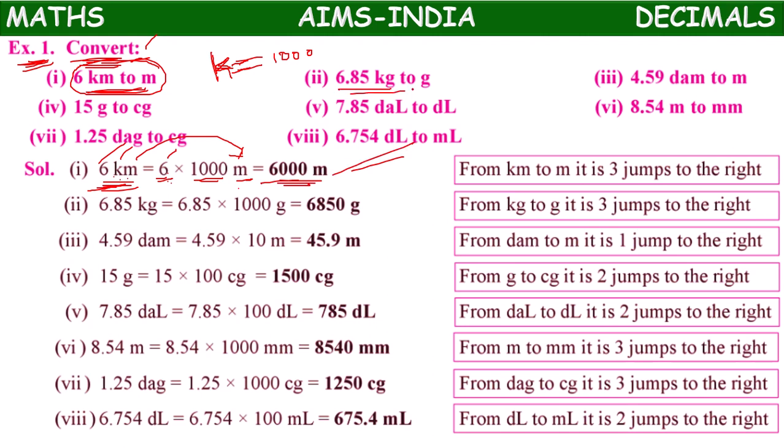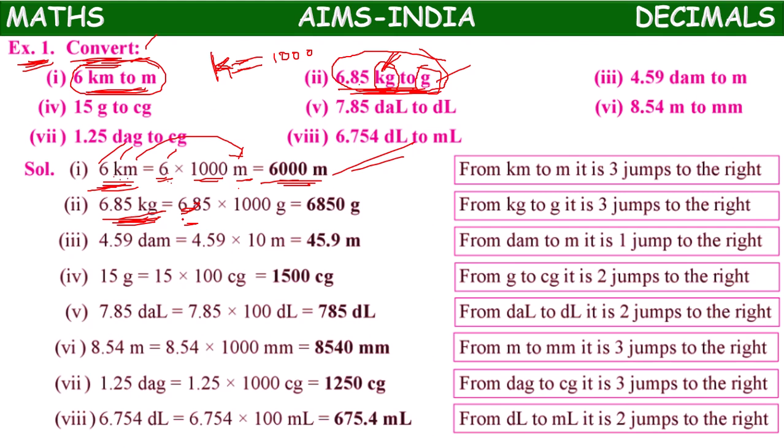Next, 6.85 kilogram to gram. Like this we have to convert. So kilogram, we have to change it to gram. So we have to remove K, that's all, and it will become gram. But simply we should not remove K. For removing K, we have to use its proper value. So they have given 6.85 kg.